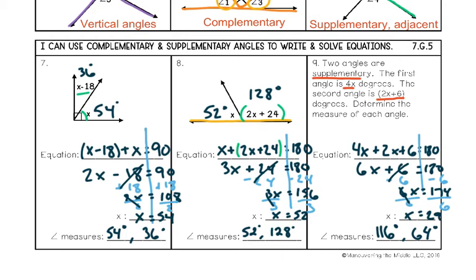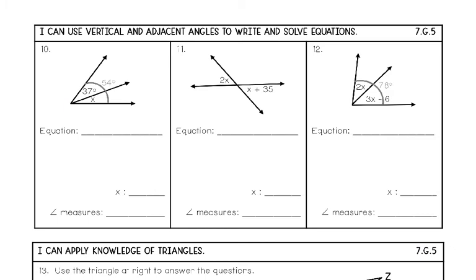so I know I did everything correctly. In the next section, I'm going to do the same thing as I did for the last 3, except on these 3, I'm going to use vertical and adjacent angles to write and solve equations.